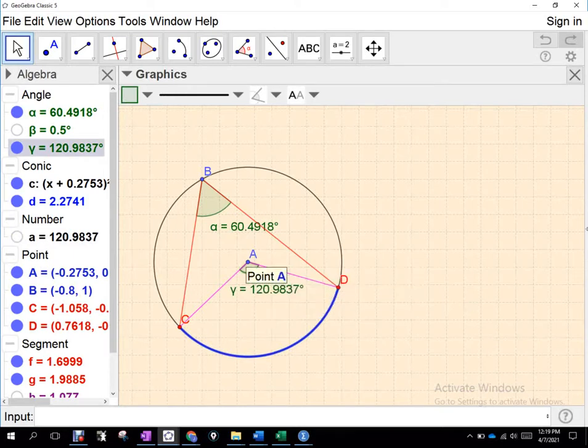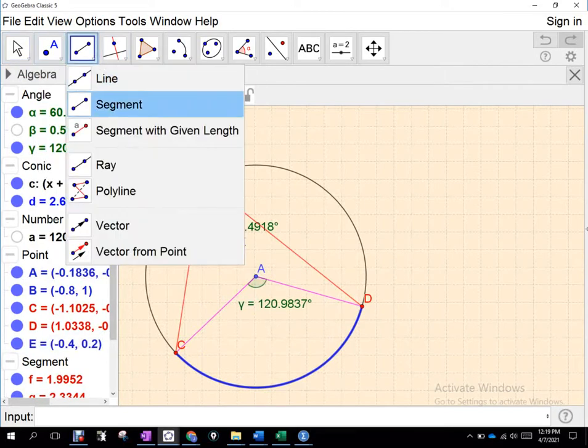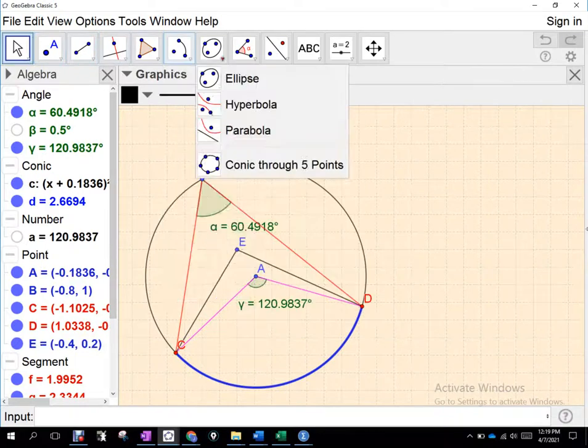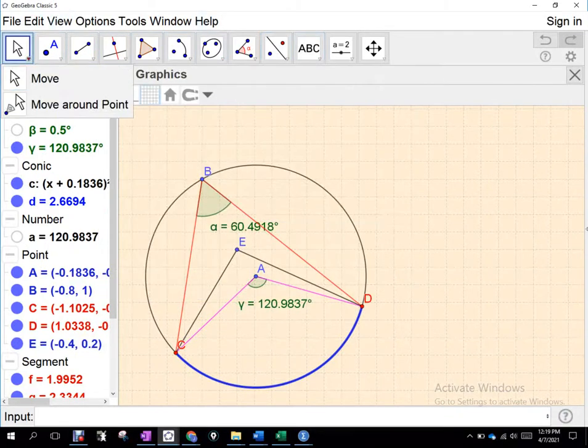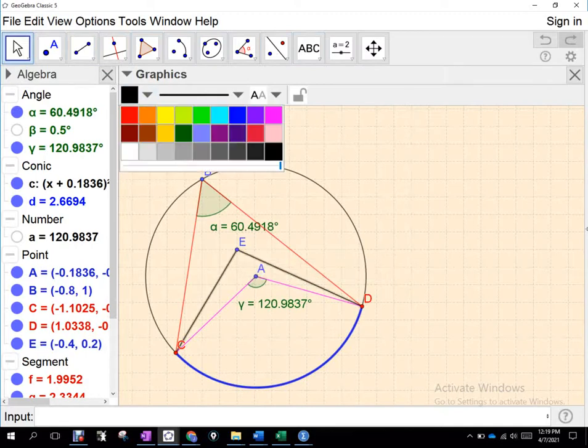Okay? So as this point moves backwards, let me put another angle in here. I know it's getting messy. We'll put another angle in here. Let's make that angle, we'll make it dotted lines so we can differentiate.